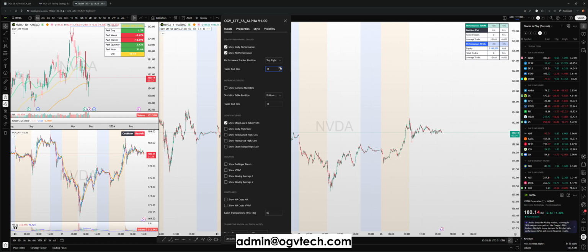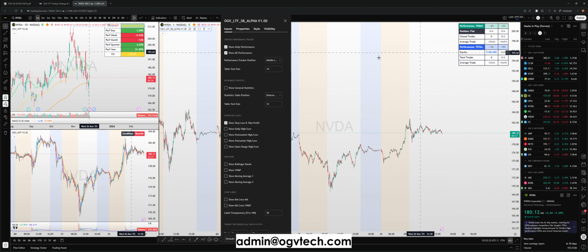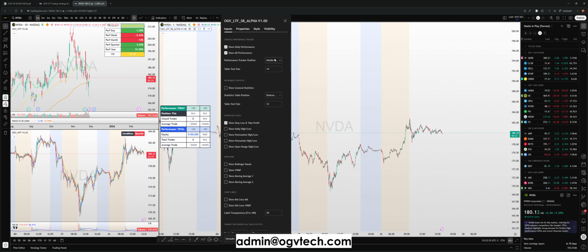You can adjust the text size so you can make this bigger. You can also move it around the screen if you wanted to put it on this side, wherever you want. I'm going to leave it at the top right. Boom, you can see there's the strategy performance here.